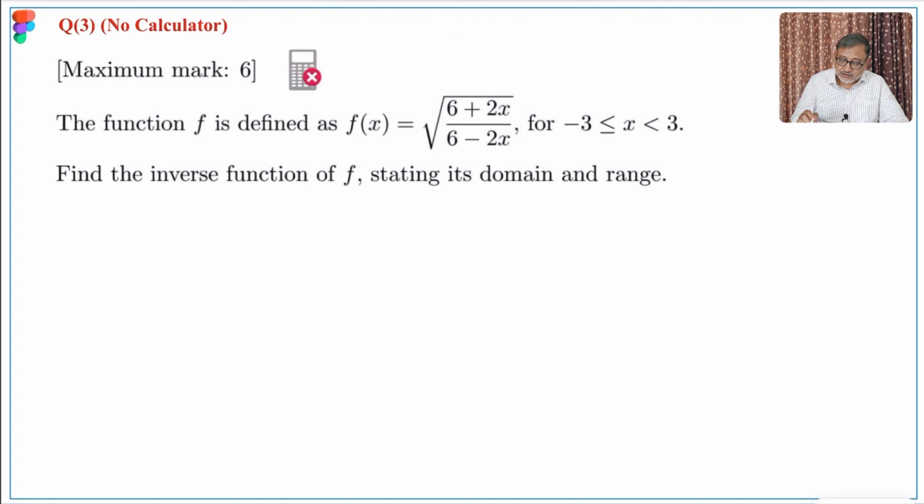There is another question now here. It says the function f is defined as f of x is equal to square root of 6 plus 2x upon 6 minus 2x, between minus 3 and 3. Find the inverse function f inverse, stating its domain and range. Okay. So let me write y is equal to.